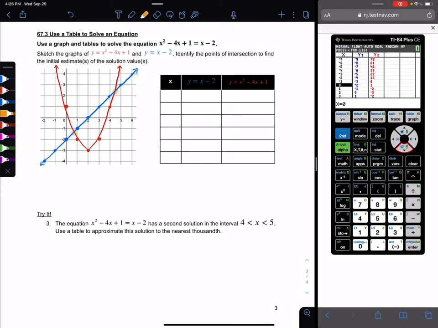Now, clearly those points are not right on the grid, right? It's not like 1, negative 1. It's not 4, 2. It's somewhere in between. So we're again going to use the calculator and the features of the calculator to find approximate solutions. And then in example 4, I'll show you how to find exact solutions.